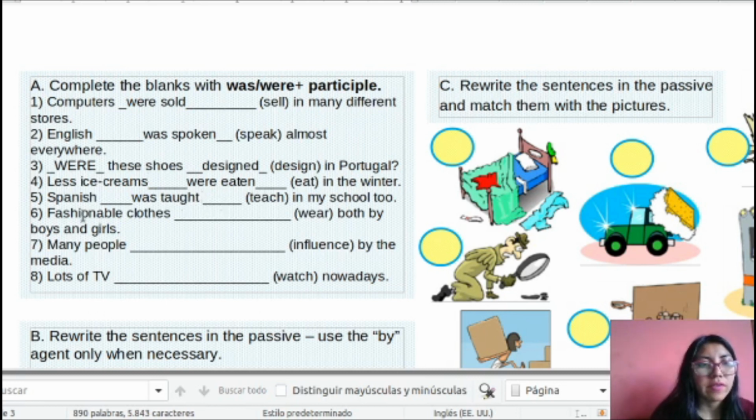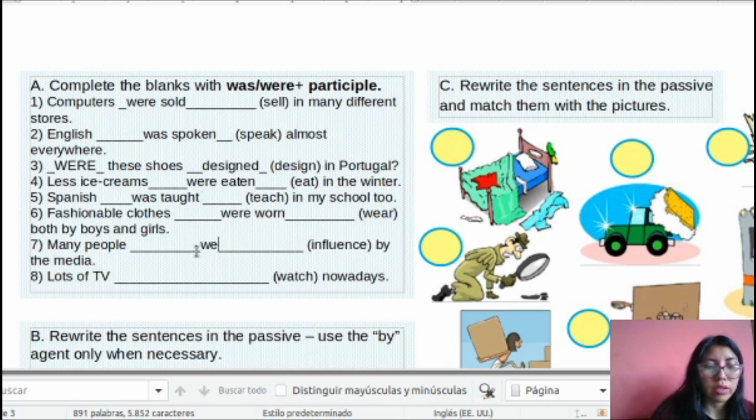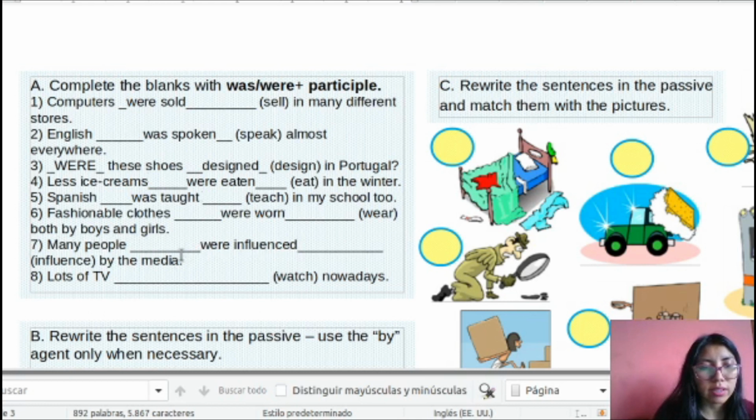Pay attention here. Fashionable clothes, that is plural, were worn. That is the past participle form of wear. Okay, worn. Fashionable clothes were worn both by boys and girls. Okay, many people, that is plural, were influenced by the media. Okay, I am using were because that is plural. Influenced, that is the past participle form of influence.